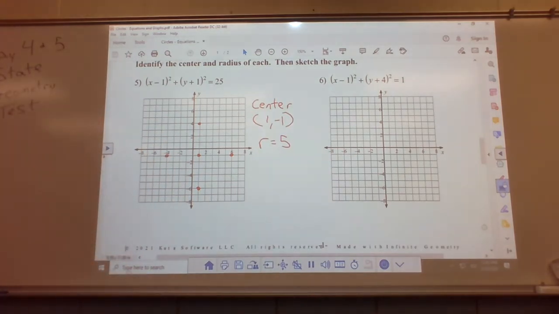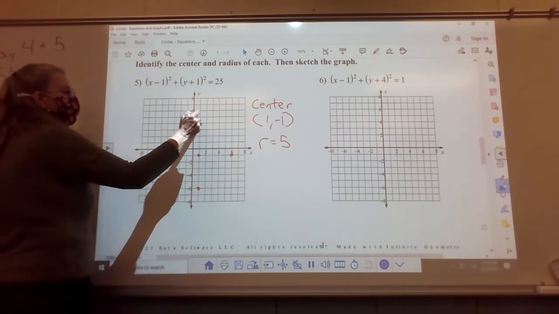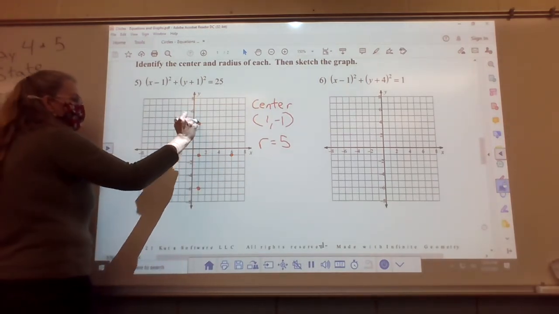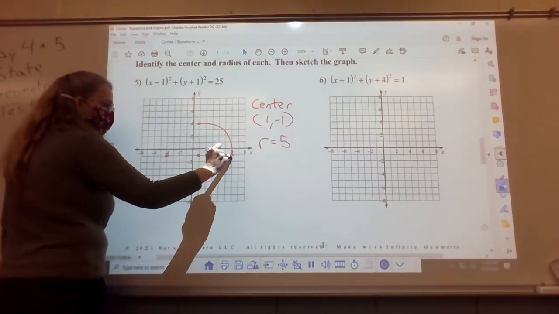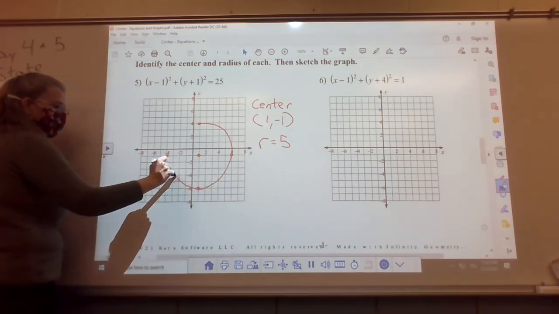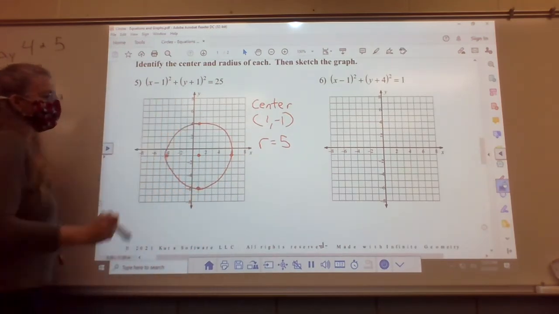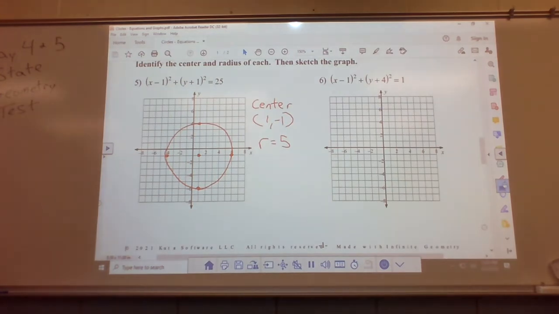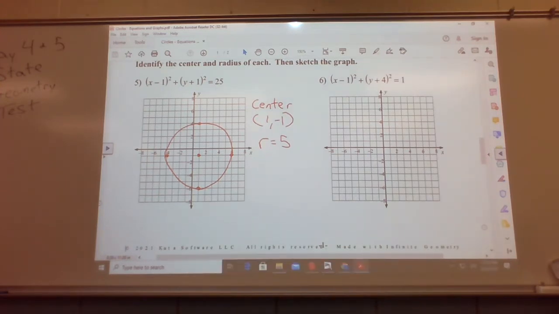Now I want to draw my circle around that. Now I'm not looking for a perfect circle, but just make sure you get some rounded edges. Don't just connect, because if you connect, it's going to look like a diamond. Make sure it's rounded. I know it's sometimes hard to draw the circle, but just make sure it looks round, not like a diamond or a square. And it seems like the bigger the circle is, the harder it is to draw. So just do the best you can. Just make sure it looks rounded.